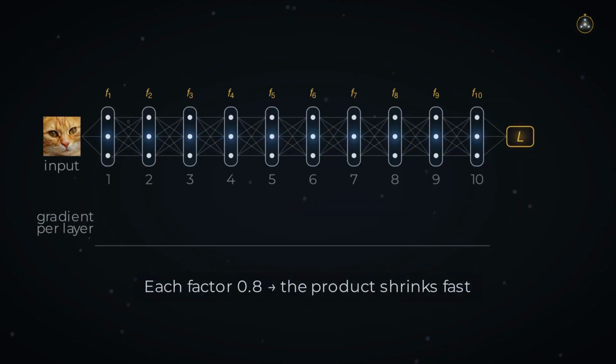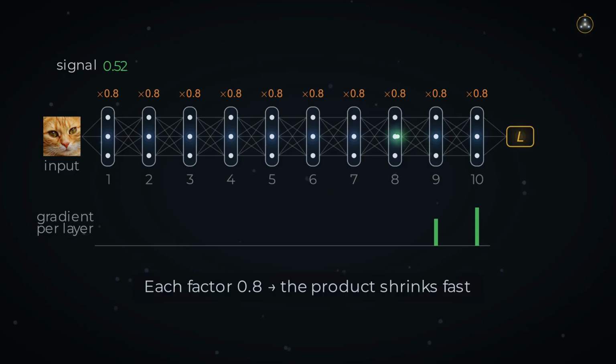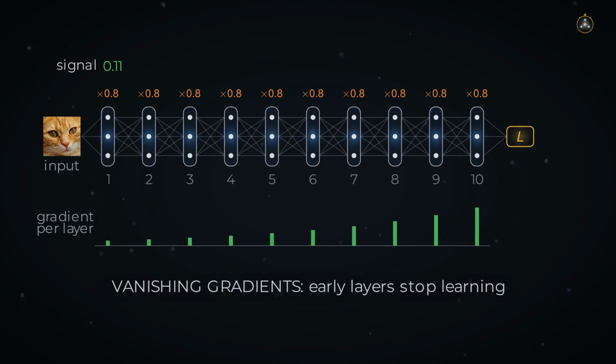Now suppose each factor is around 0.8, just a little below 1. Watch the green signal travel back. Every layer multiplies it by 0.8, and it shrinks. After 10 layers, only 1/10 survives. After 30, 1,000th. After 100, watch the counter. Essentially 0. The gradient is the learning signal.